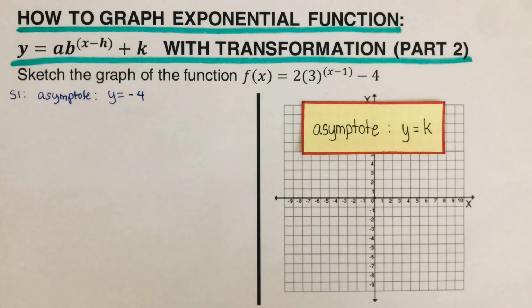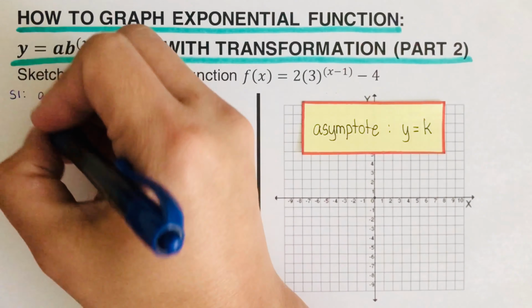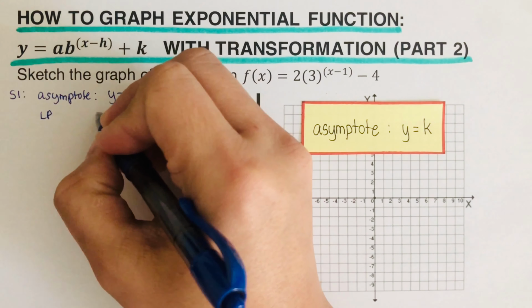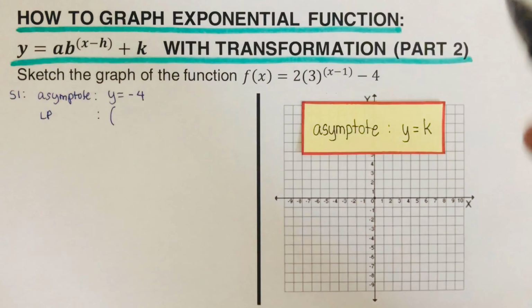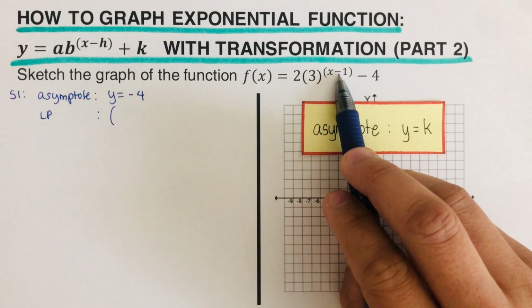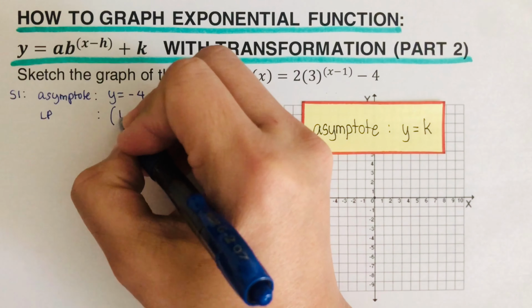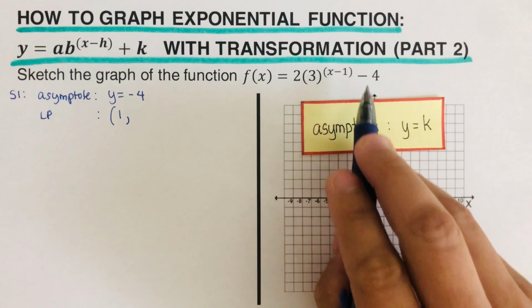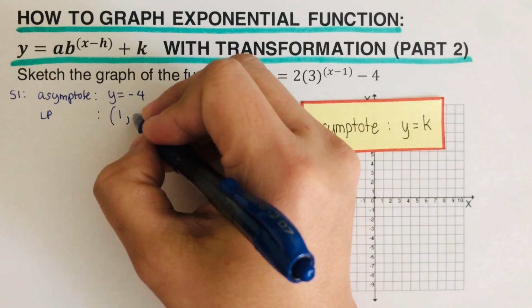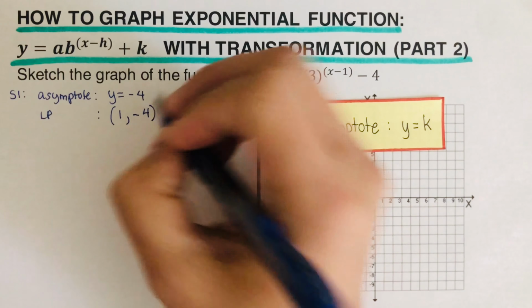Okay, part of this step is to determine the locator point. So the locator point is the h, k, but we need to label that right here. So locator point would be, we remember that we are supposed to switch and keep, since this is a -1, so I go ahead and write 1, and then keep the sign of the -4. So I go 1 and -4 is our locator point.